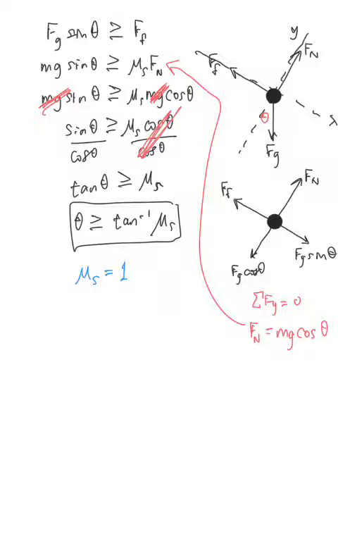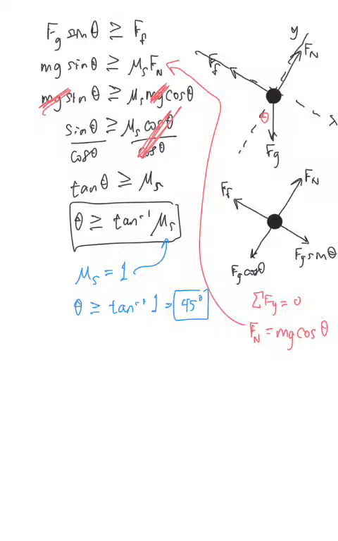So if I take that value of 1 and put it in right there, that means that theta is greater than or equal to the inverse tangent of 1, and the inverse tangent of 1, with your calculator in degree mode, is 45 degrees. That means with the maximum possible friction, the crate will still begin to slide right about 45 degrees. So 45 degrees, we can say, is that maximum possible angle.